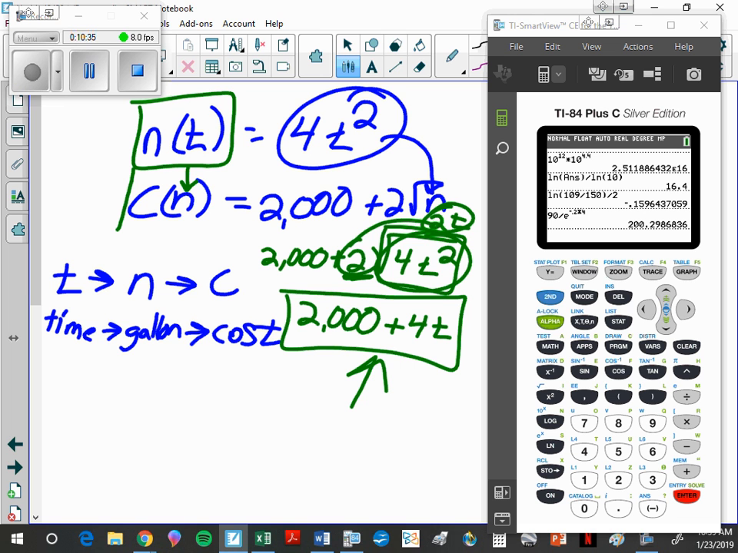Okay, using the results in part A, when will the cost be worth $2,100? We just set this equal to 2,100. Subtract 2,000 and we get 100 equals 4t. Divide by 4 and t equals 25.